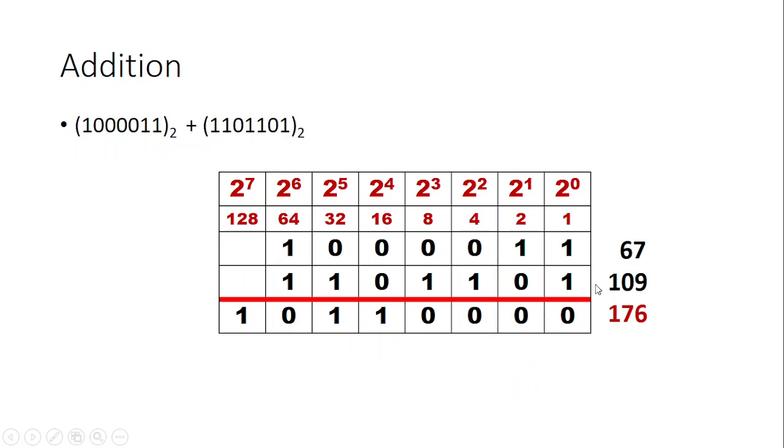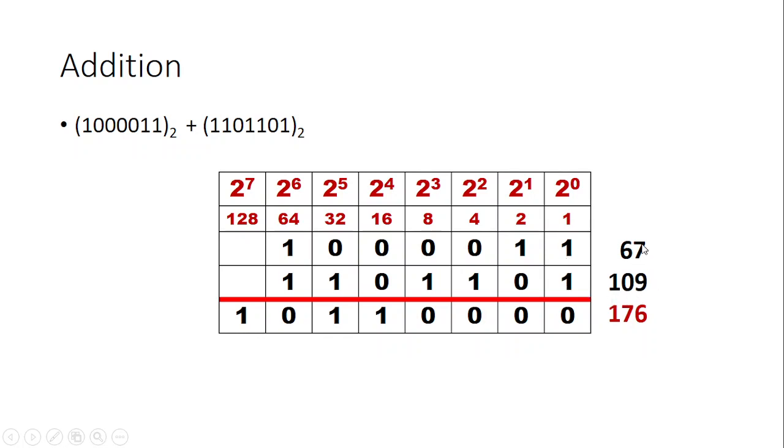So is this the correct answer? Let's try to verify that. We have 64 plus 2, 66, plus 1, 67. That's the answer. Then we have 64 plus 32, that is 96. 96 plus 4 is 100. 100 plus 8 is 108. 108 plus 1 is 109.